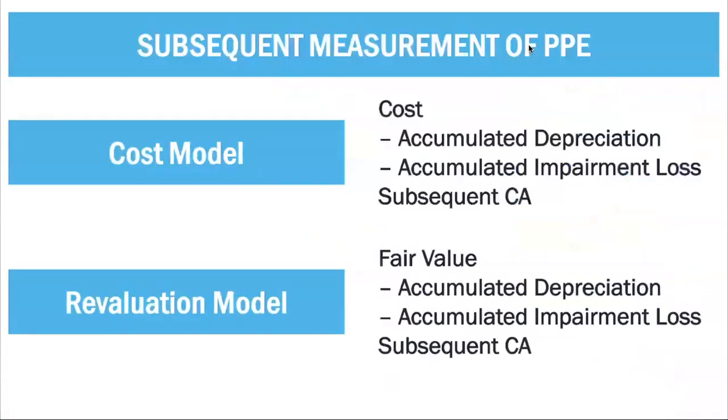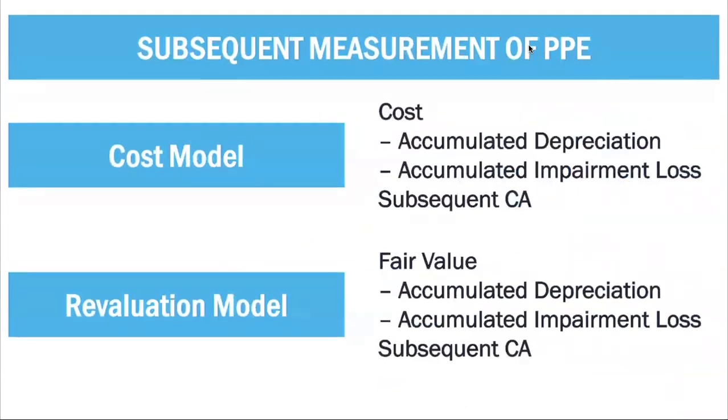Let's start now with your subsequent measurement. In your subsequent measurement of PPE, we have two models. We have your cost model and revaluation model. We have almost the same items in our formula, except that in your cost model, we have first your cost, less accumulated depreciation, less accumulated impairment loss to compute for your subsequent carrying amount. But for your revaluation model, we first get your fair value. So cost model, whatever is the historical cost, we use that. We deduct the depreciation, we deduct the impairment to get your subsequent carrying amount or subsequent measurement.